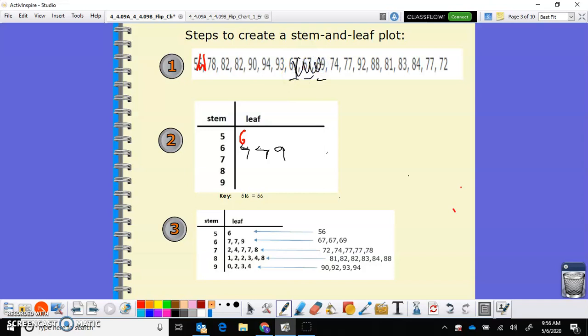Then I'm to my stems of 7. So I have 78, I have 74, 77, 77, and 72. The smallest one is 72, so I have a stem of 7 with a leaf of 2. I have a stem of 7 with a leaf of 4. Stem of 7 with a leaf of 7. And actually I have 2 7s, so I'm going to list 7 twice. I know this is hard to read, guys. And then 78 would be my last one, with the stem of 7 with a leaf of 8.